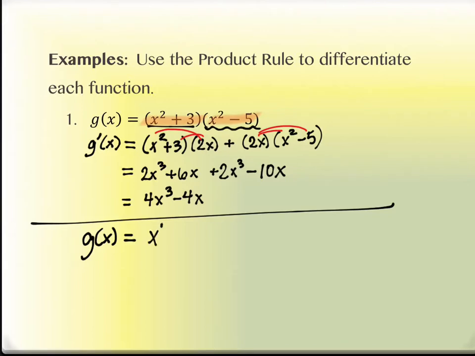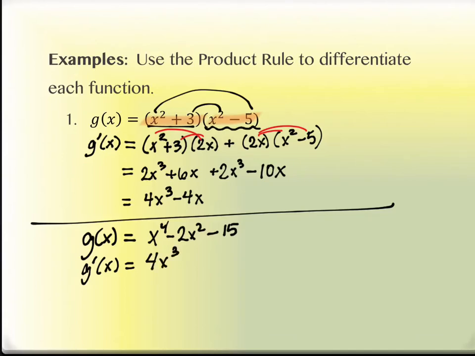That would be x to the 4th. In the inner term, we have a 3. In the outer term, we have a negative 5. So that's negative 2x squared. And my last term is negative 15. And then we would take its derivative. And sure enough, there's that 4x cubed minus 4x showing back up.